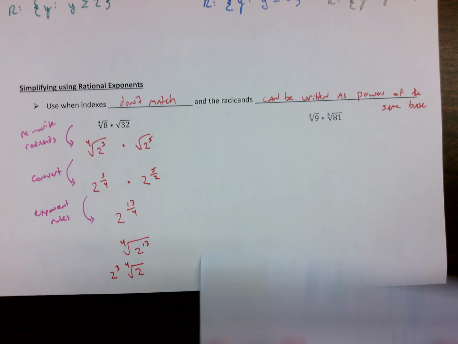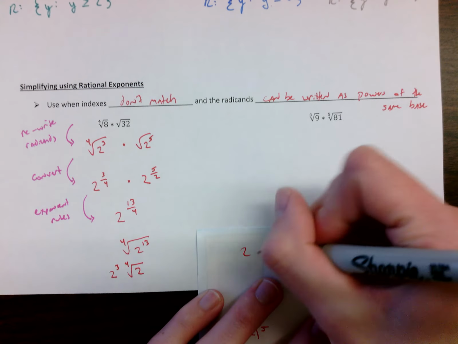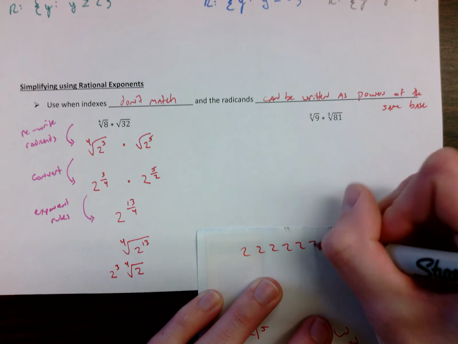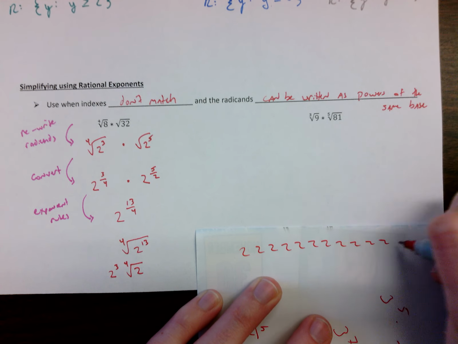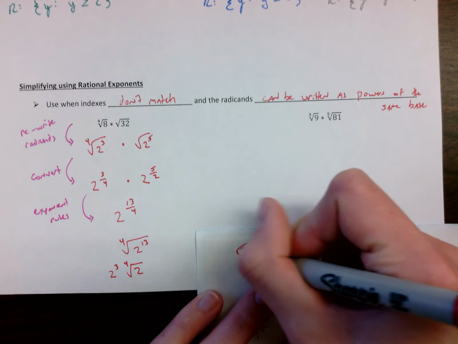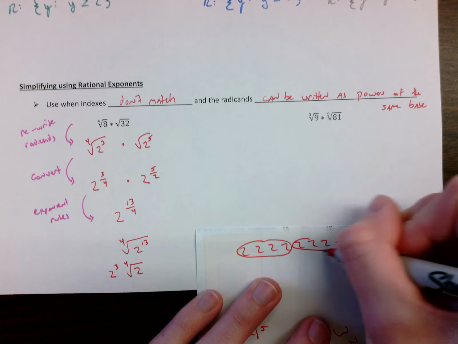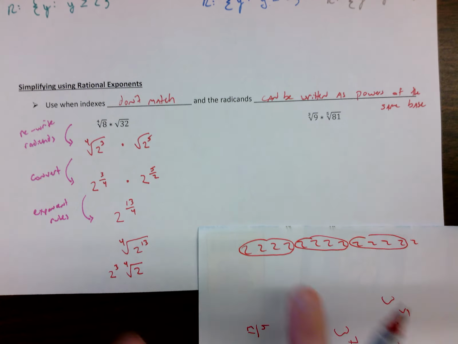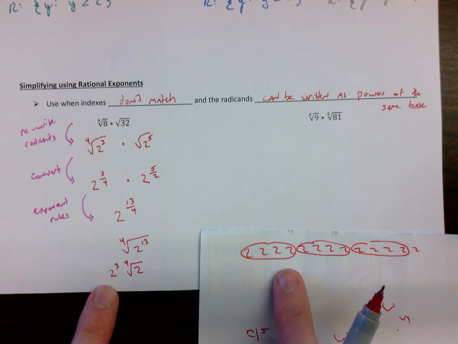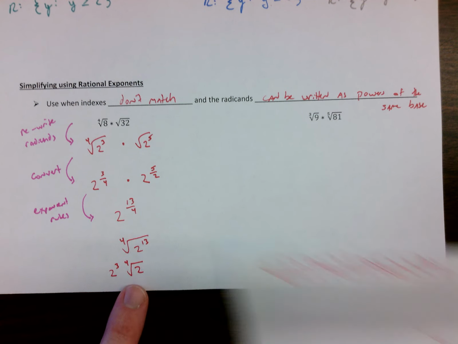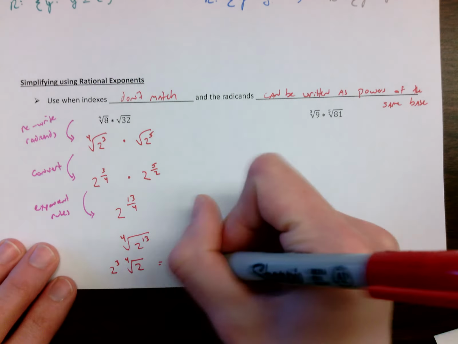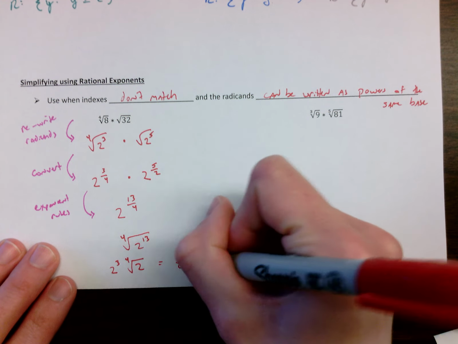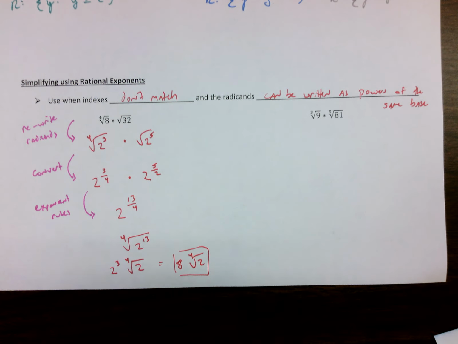If you had trouble following that, we had 13 twos: 1, 2, 3, 4, 5, 6, 7, 8, 9, 10, 11, 12, 13. So I said, okay, here's a group of 4, here's a group of 4, here's a group of 4 with 1 left over. So 3 twos on the outside, 1 left over on the inside. And of course, we can simplify that to 8 times the 4th root of 2. And there's my final answer.